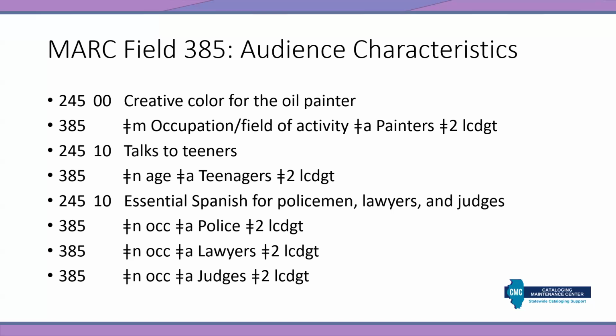So for the first example, we have a 245 with Creative Color for the Oil Painter, and then we have the 385 with occupation, field of activity, and then the term is painters, which is in subfield A. In the second example, we have Talks to Teeners in the 245 with a 385 with a subfield N with age category, and then the term in subfield A, teenagers. In the final example, we have a 245 with Essential Spanish for Policemen, Lawyers, and Judges. And there are three 385s. All of them have subfield N as occupation, and the occupations are police, lawyers, and judges.